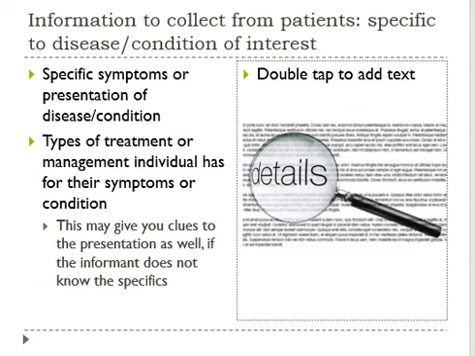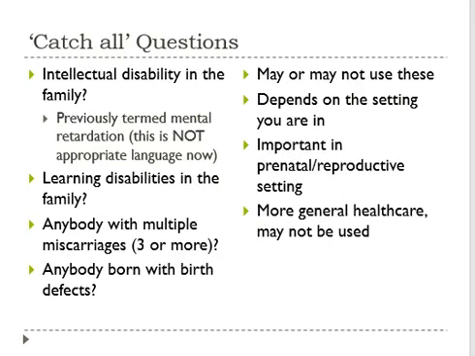Information to collect from the patient specific to the disease of interest is the specific symptoms at presentation, and the type of treatments and management. This may give you a clue to the presentation as well as information to know about more specifics. And finally, after the pedigree is obtained, ask some additional questions.